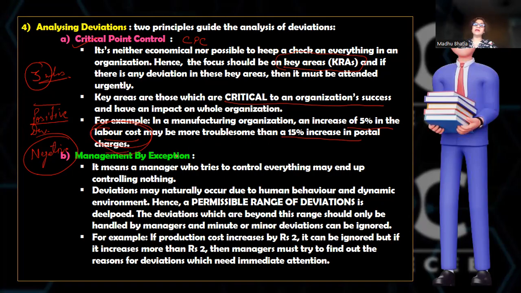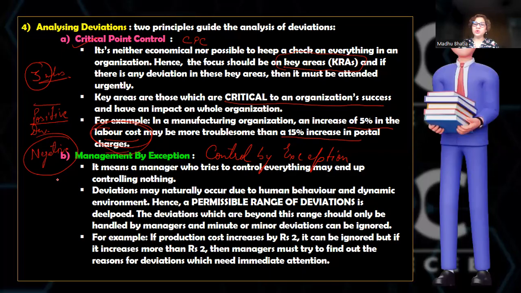The second principle that guides is management by exception. It is also called control by exception. Now, what does it say? It says, since an organization deals with human beings, there are bound to be deviations. Some change will come. Like you must have heard in Hindi, people say there is a 19-20 difference. So what is this 19-20? This is deviation. The things are going to go a little here or there. So a range of deviation.